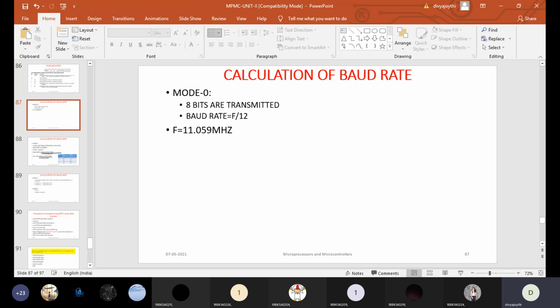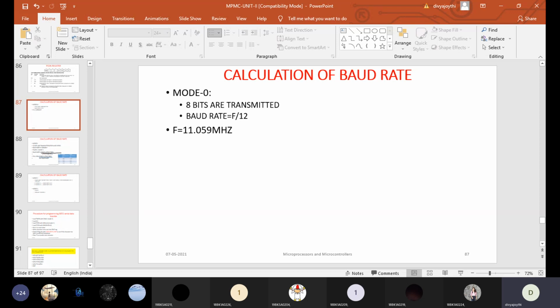In mode 0, you can transmit 8 bits of data. That means the original data is sent as it is, so there is a chance that this data can be hacked by someone else, and that could be the disadvantage of mode 0. Coming to the baud rate calculation, in mode 0 the baud rate is calculated as f by 12, where f is the frequency of oscillation, a constant value which can be given as 11.059 megahertz.